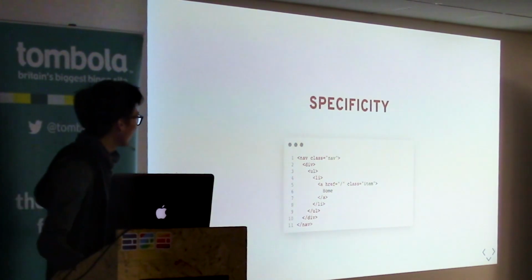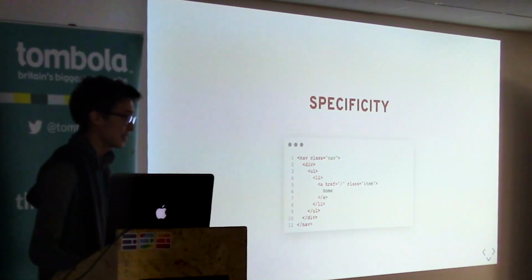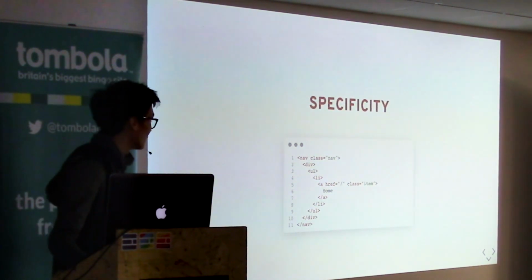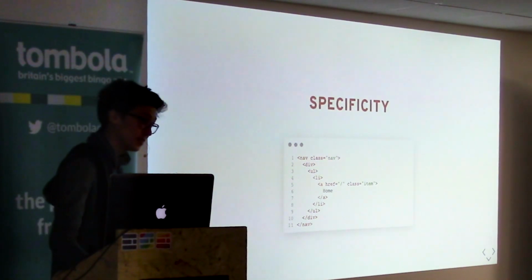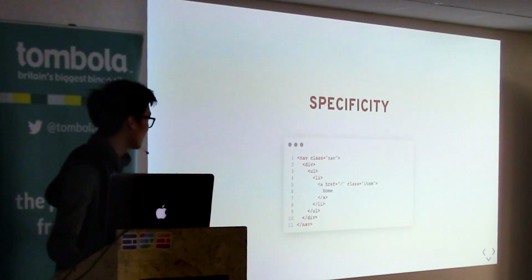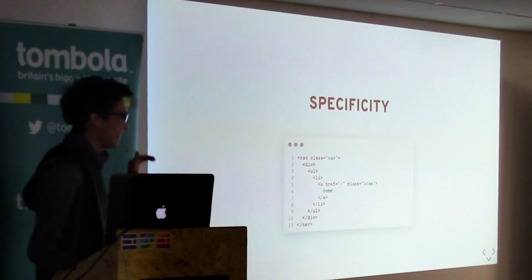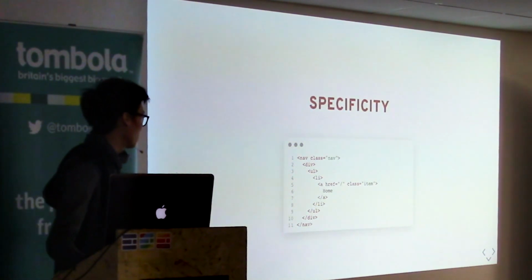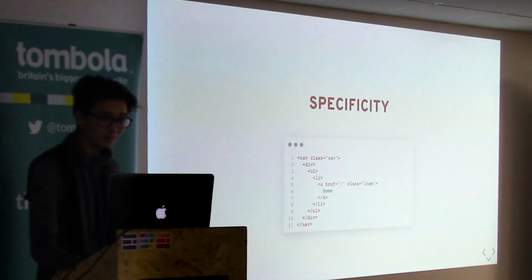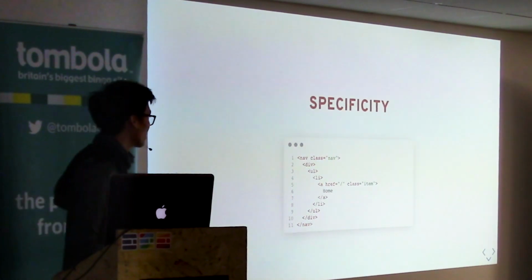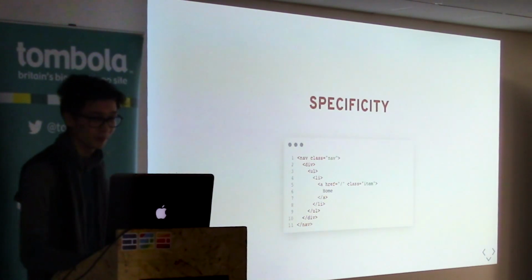We're going to be using this HTML for the rest of the CSS examples, so I'm just going to briefly go over it. We have a nav element with a nav class on it, with a div inside of it, with a ul inside of it, then an li, then an a, which has an href pointing to home and a class of item. So I'm going to be asking you which color the home text will be.